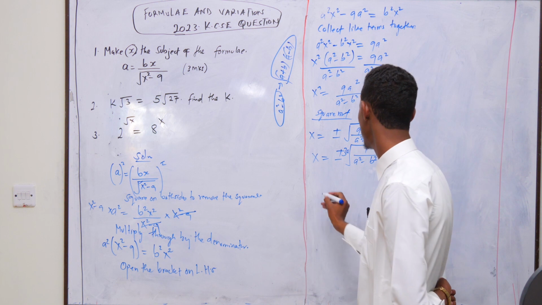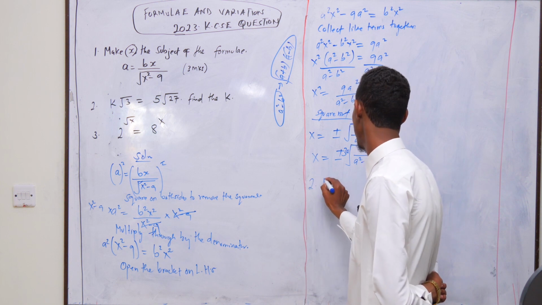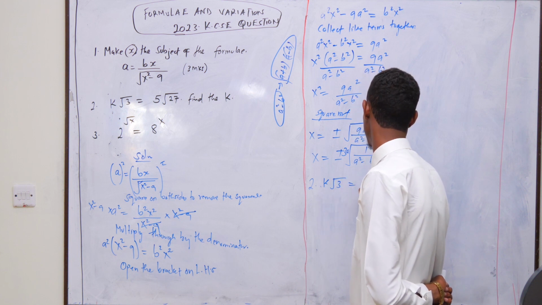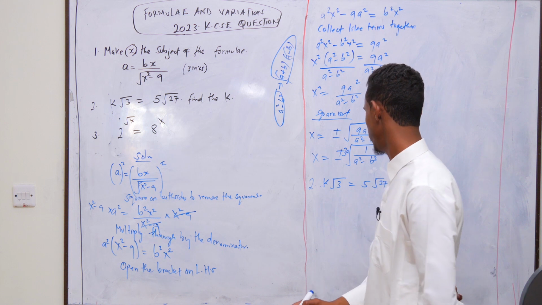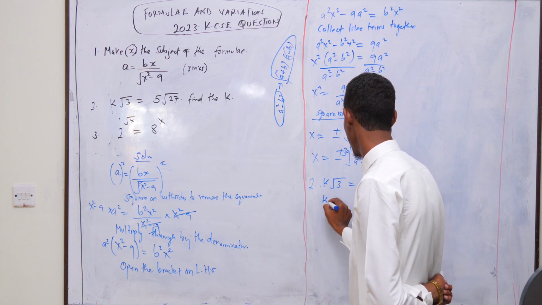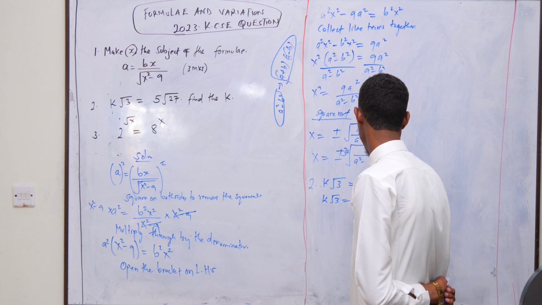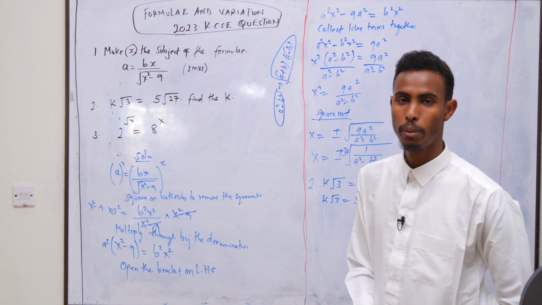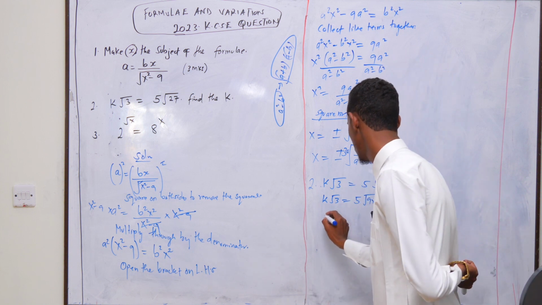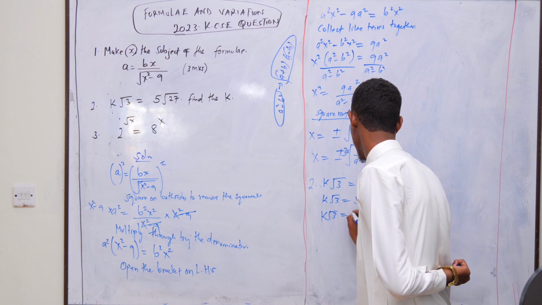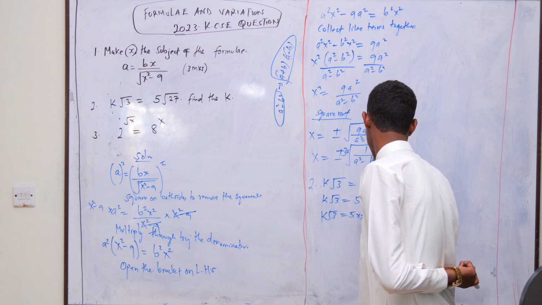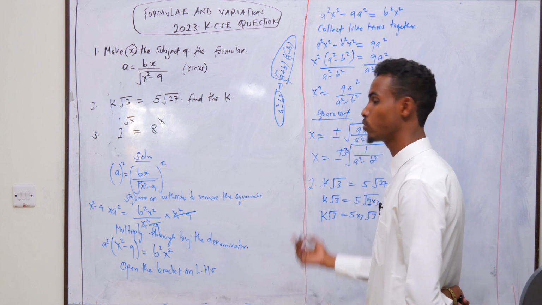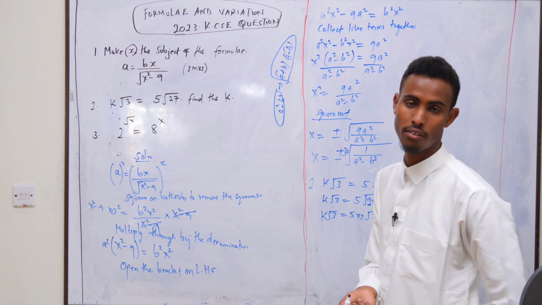Let's do the problem number 2. This k root 3 is equal to 5 root 27. The first thing is k root 3 is equal to 5 root 9 times 3. You break it into a perfect square and another number that gives you the same thing. Now it will be k root 3 is equal to 5 times 3 root 3, because 9 has a perfect square root, that is 3, and therefore it gets out of the square root. We're going to remain with 3, which does not have a perfect square root.